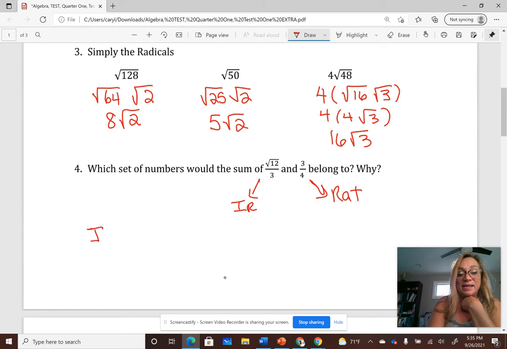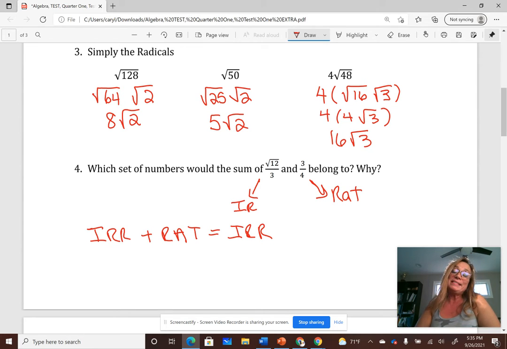Whenever you add an irrational number plus a rational number, it's always going to equal an irrational number. That's one of our rules. So you can say that. You could also use your calculator. So I'm just going to type this in my calculator for a second. Oh, I hope my battery doesn't run out while I'm doing this. I got the square root of 12, and then I'm dividing that by 3.